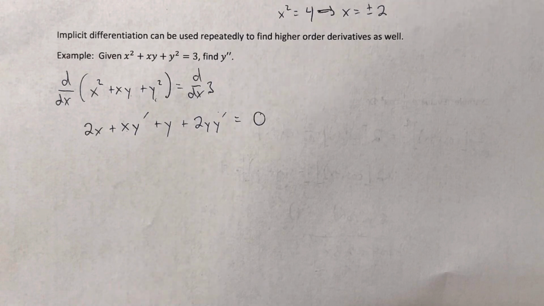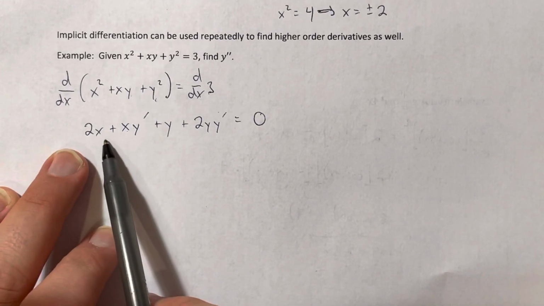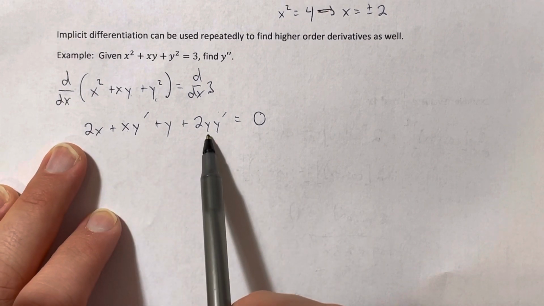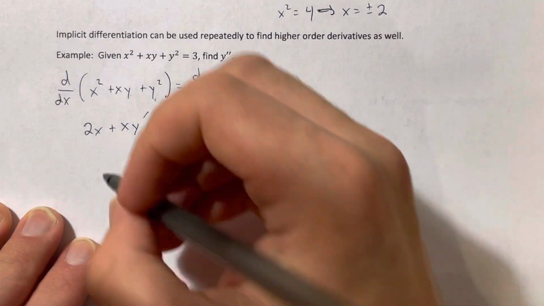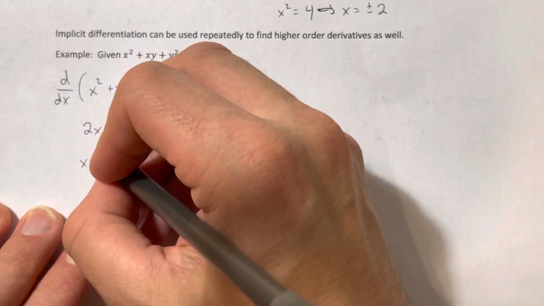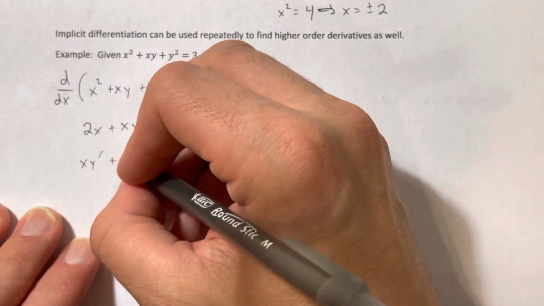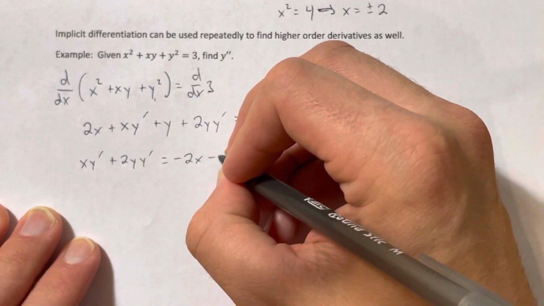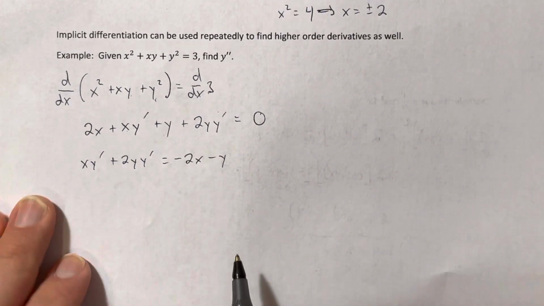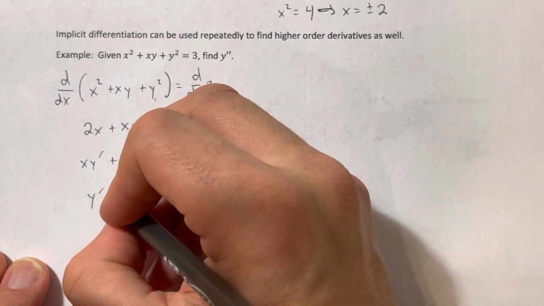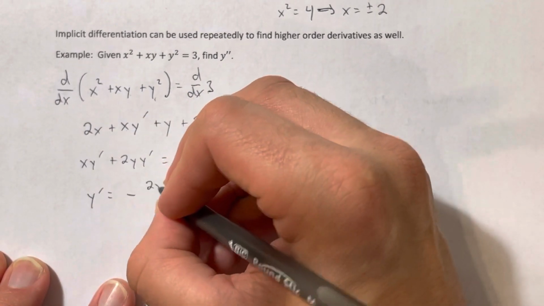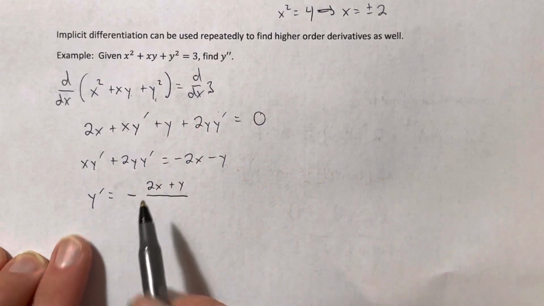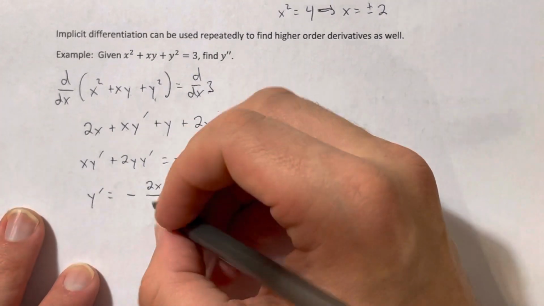Okay, now what I want to do is solve for y prime. So again, I'm going to have x y prime plus 2y y prime equals negative 2x minus y. I subtracted those two terms over. y prime is equal to negative (2x plus y) over (x plus 2y) after factoring those out.